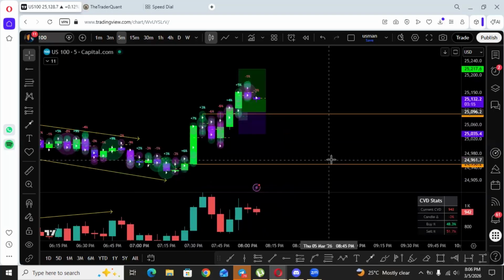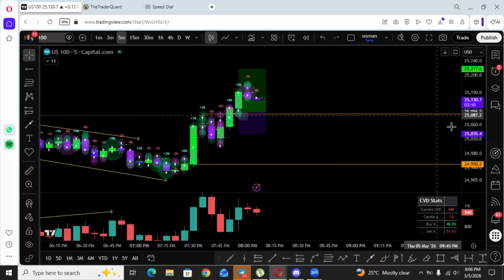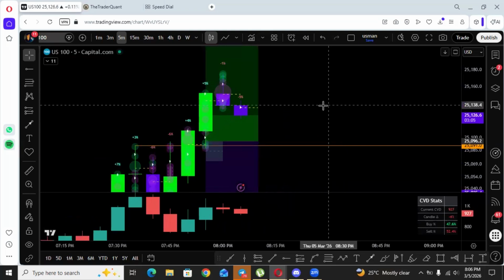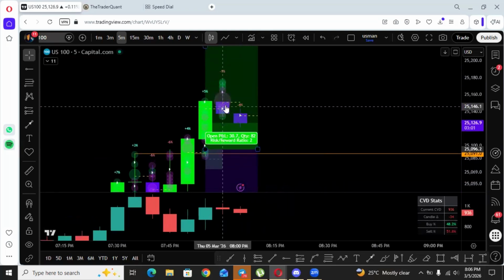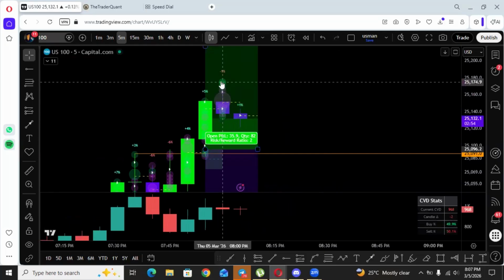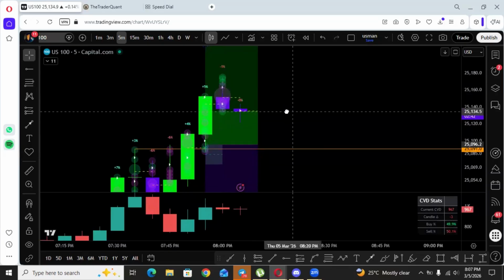Sorry, divergence is forming, an absorption. What is happening at this point? A lot of selling happened at this point. You can see this big bubble. A lot of buying happened at this point, but prices failed to give it a follow through on these imbalances, and then a lot of selling happened at this point, and prices pushed down.